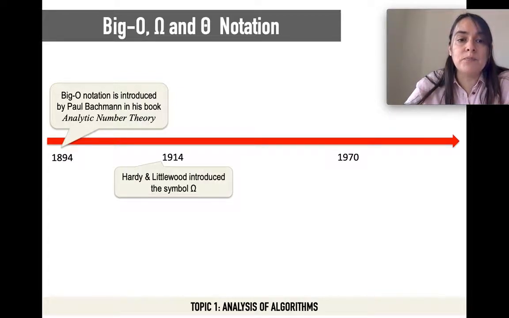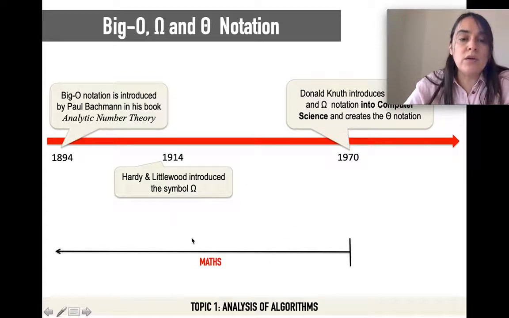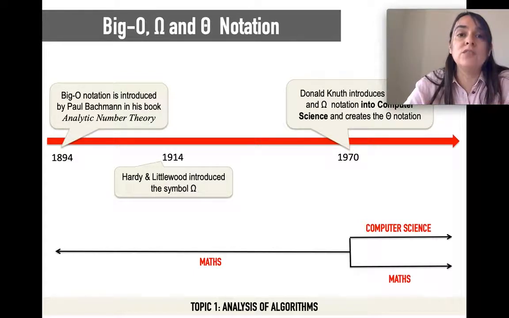20 years later, Hardy and Littlewood introduced the symbol omega. And only almost 50 years later, it was Donald Knuth. Donald Knuth is a computer scientist that by that time introduced Big O and omega into computer science, and he created the theta notation. So you can see that during almost 70 years, Big O notation was used in math, and only in the last 50 years it was introduced into the computer science area.